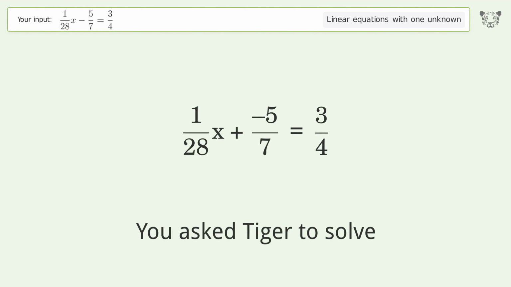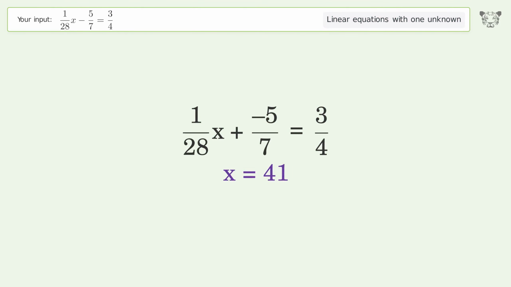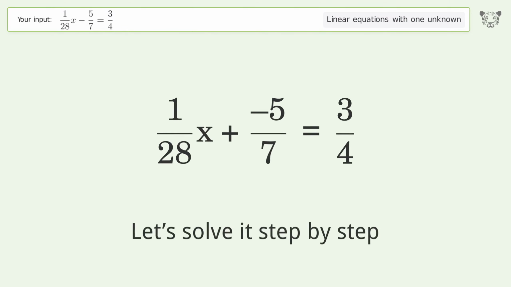You ask Tiger to solve. This deals with linear equations with one unknown. The final result is x equals 41. Let's solve it step by step.